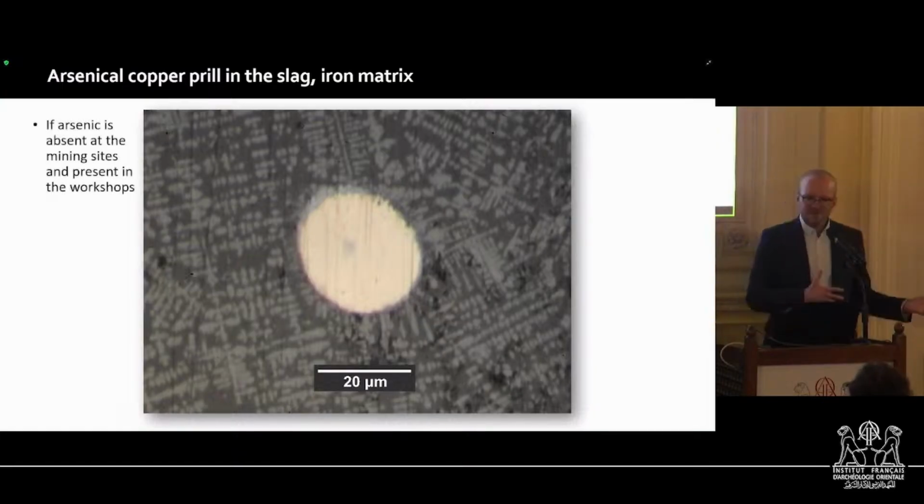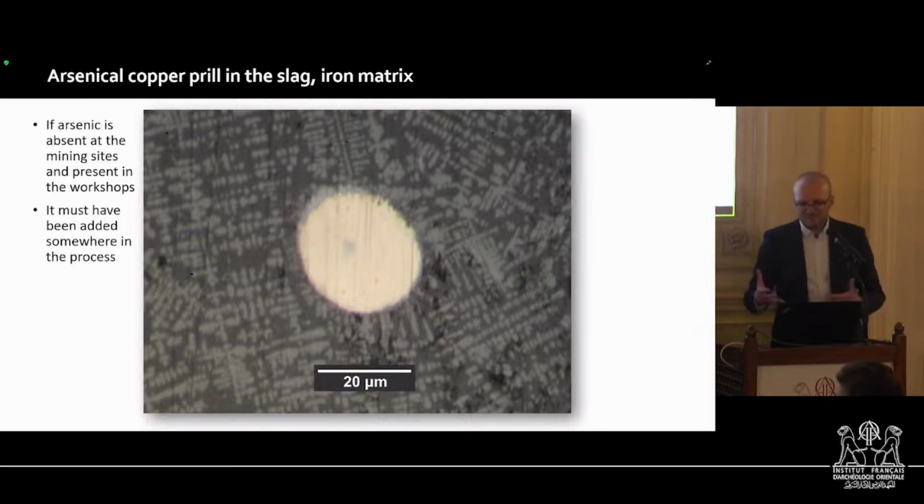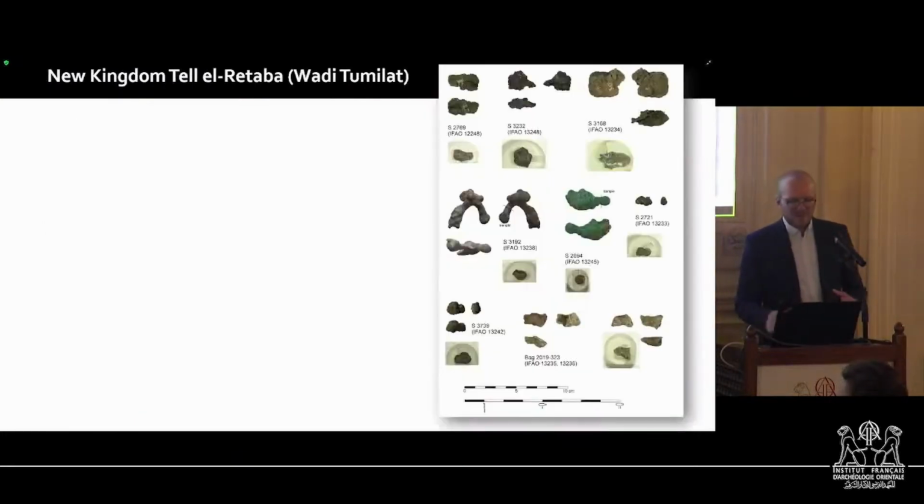If arsenic is absent at the mining site and present in the workshops, it has to come from somewhere. Somewhere it needs to be added.